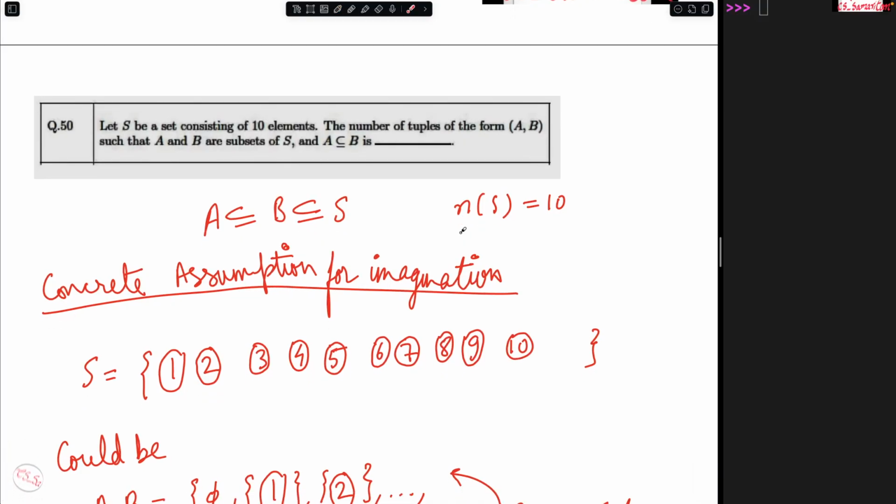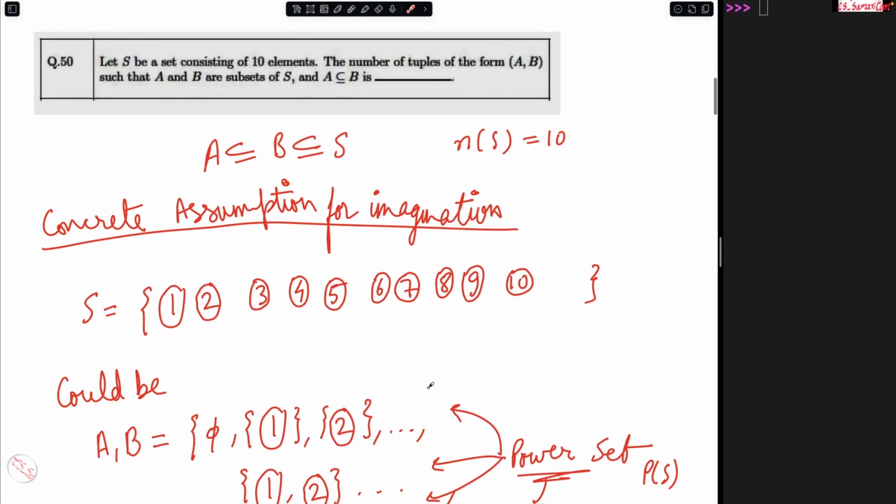The first thing to do is to consider a concrete assumption for imagination, because when we know that the set S has 10 elements, we cannot visualize what exactly we are given, right? To do that, we have to take a concrete example, and over here, if you have to consider 10 elements and no information about the elements is introduced, just consider numbers 1, 2, 3, 4, 5 until 10. These numbers are going to be your elements of S, and with these numbers inside of S, the size of S is given to be 10.